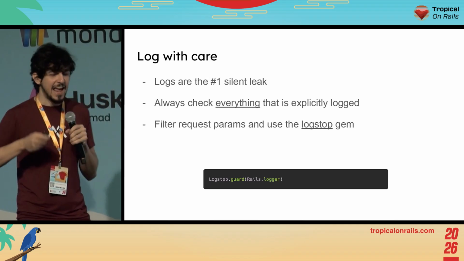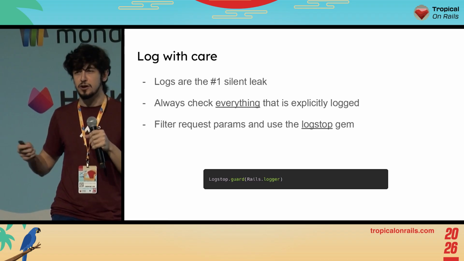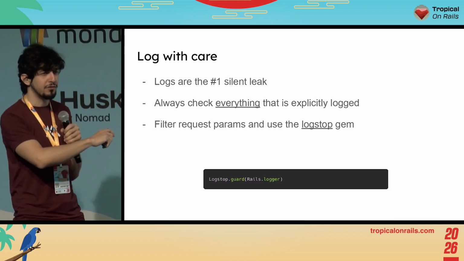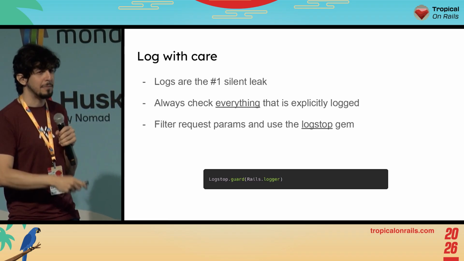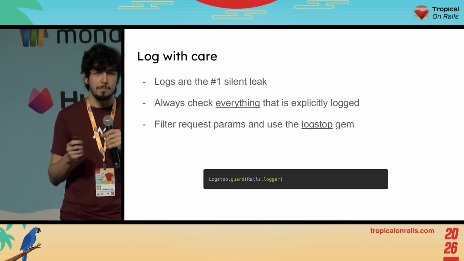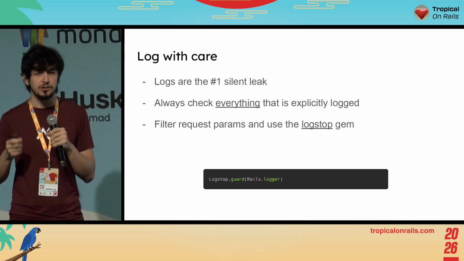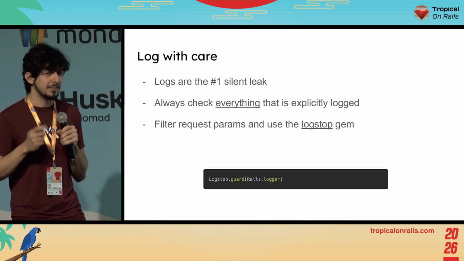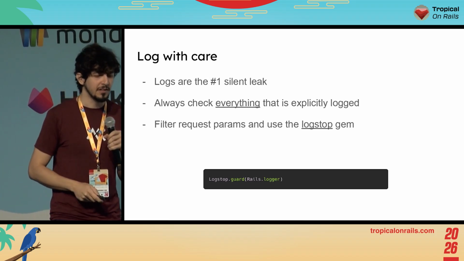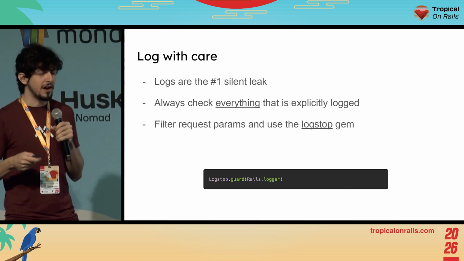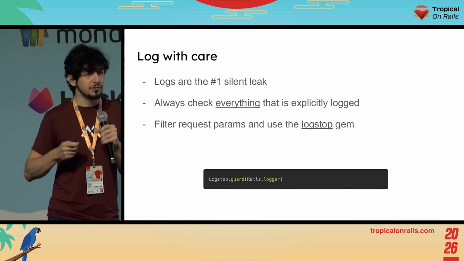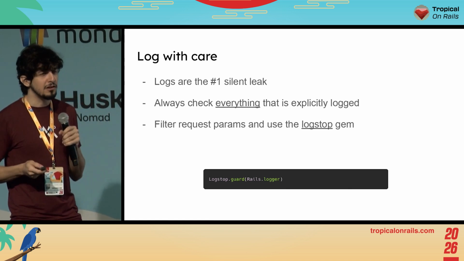So always check everything that is explicit logging in your application. I'm not talking here just about the default Rails logging. I mean when you actually call Rails logger manually, check that. Pay attention to what is being logged because this will leak at some point. And again, just like we did for error handling, be sure to filter your request params and use Logstop for them.